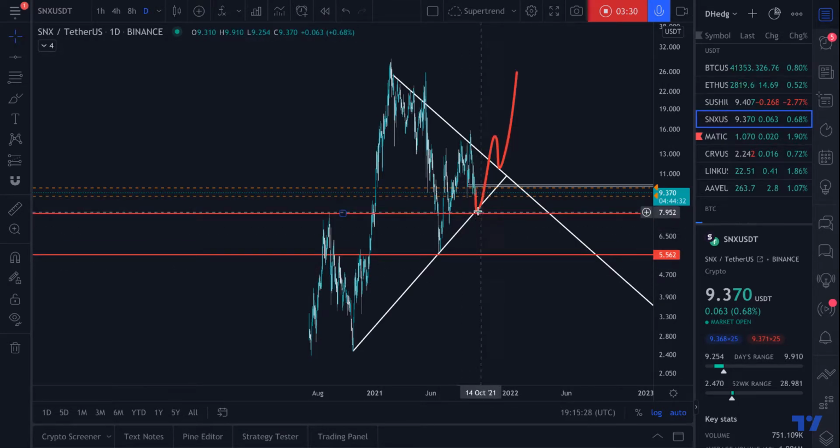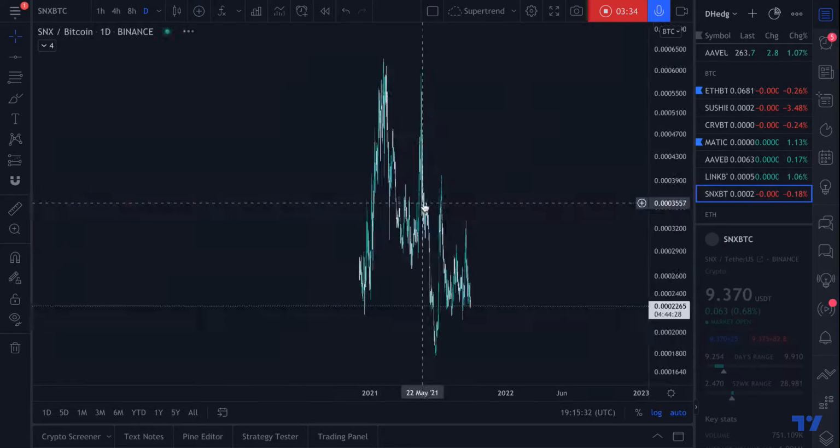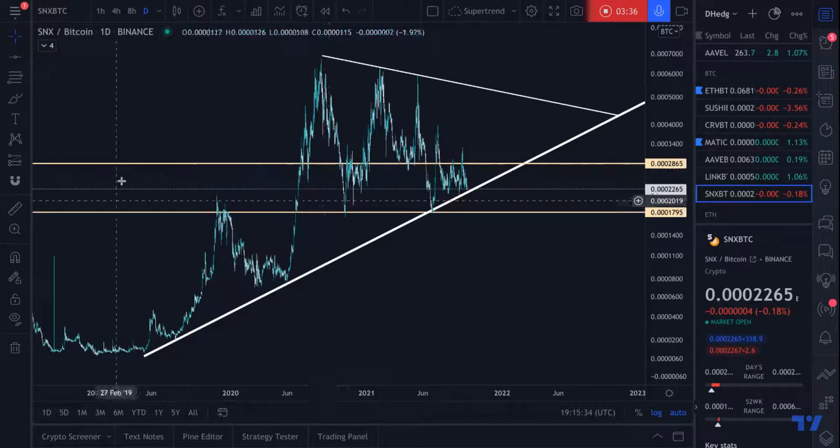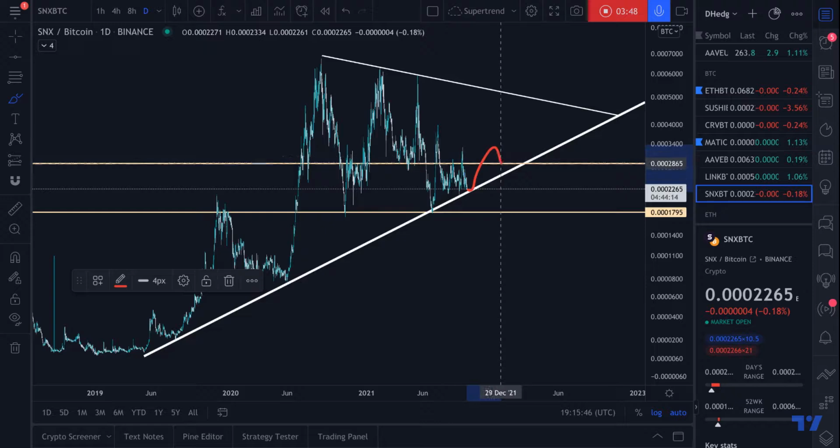So I'm going to be really looking for strength here first, keeping an eye on this SNX versus Bitcoin chart as well. And that's where I'm going to keep my focus. I think the next time after this next little dip, if Synthetix can pull in a little bit of strength, we could see it come back up here, retest this, and then basically lead the charge for the USD pair. So that's what I'm seeing with SNX.